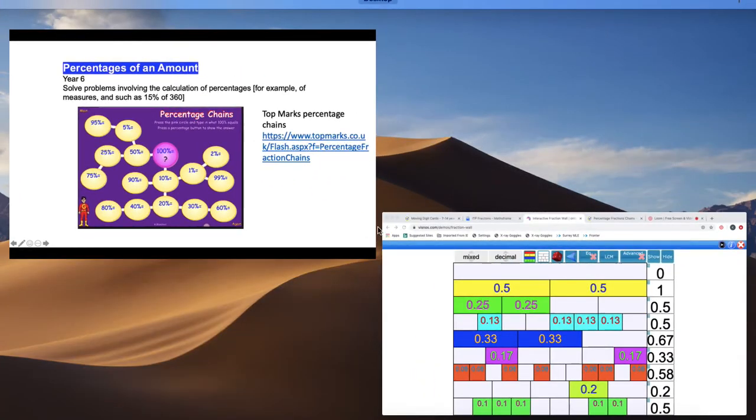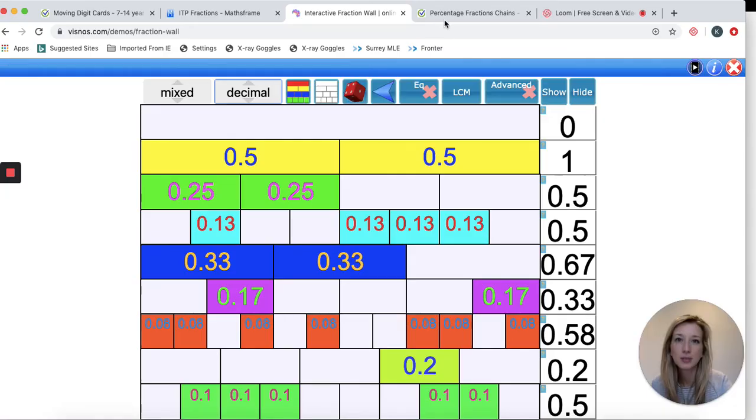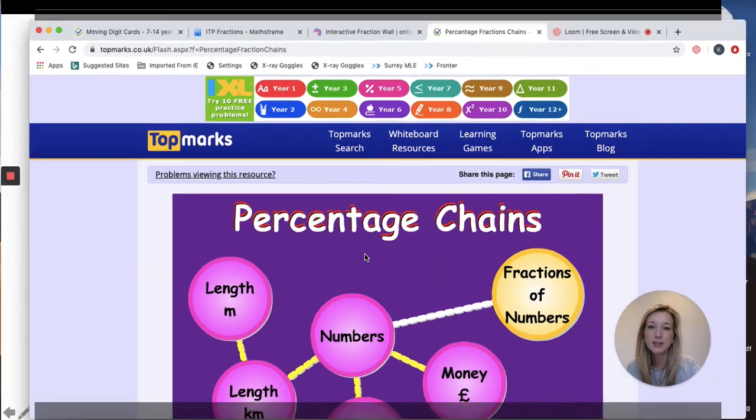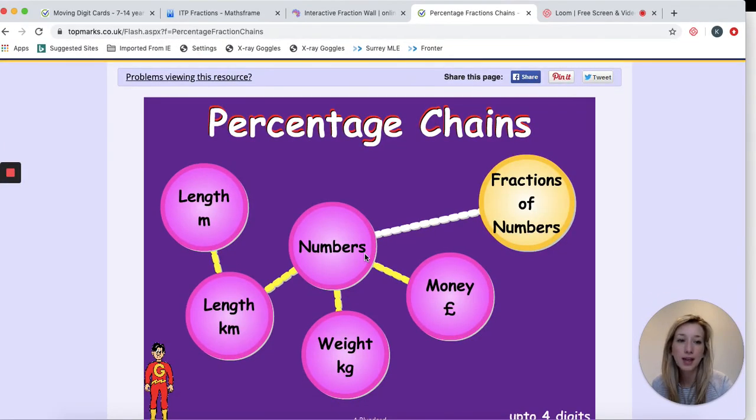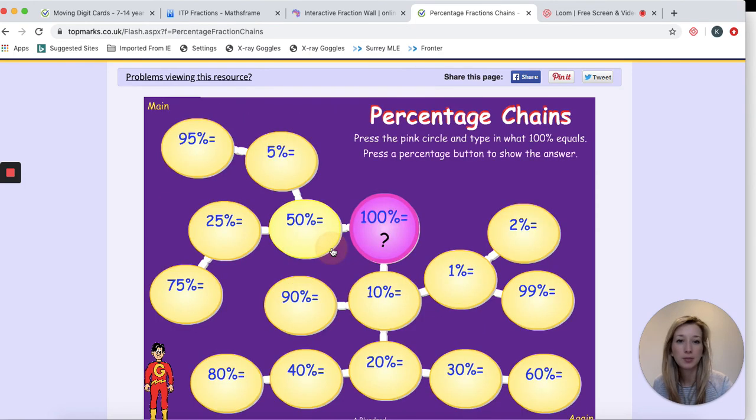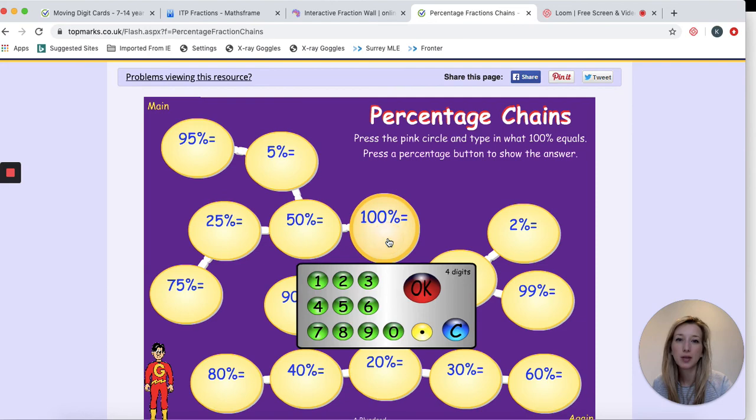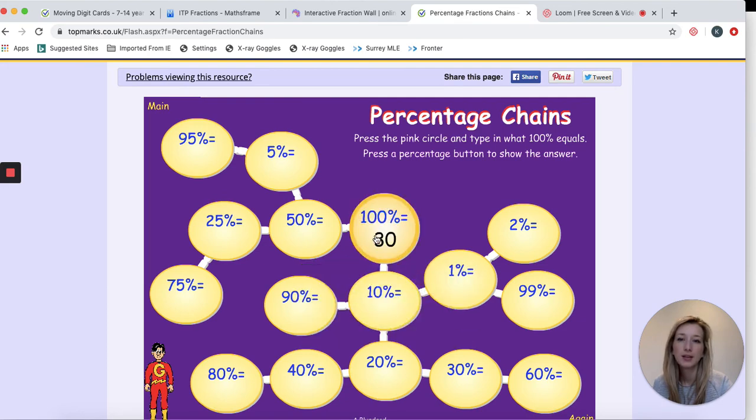So I'll just show you here, percentage chains. Okay, so you can vary the context, which is quite nice. You've got some length, weight and money, but initially you might just want to start with numbers. So in this case I'm going to put quite a straightforward, and I'm going to put 30 in. And the whole idea is that they just need to see if they can figure out what the percentages would be if the whole was 30.